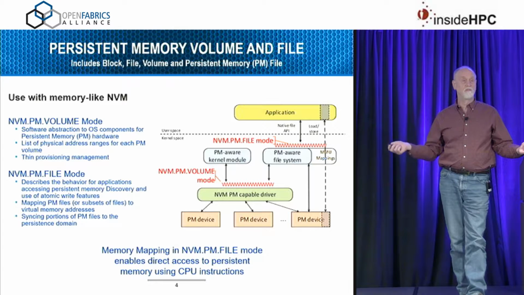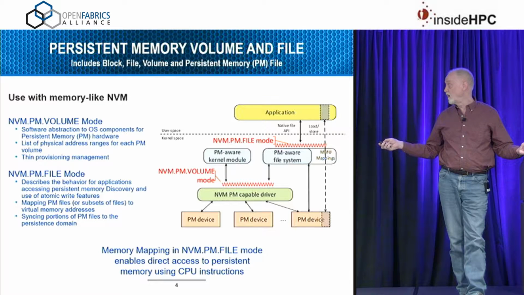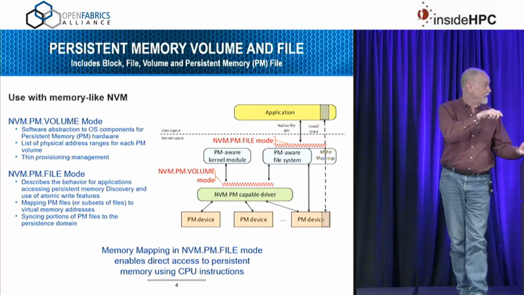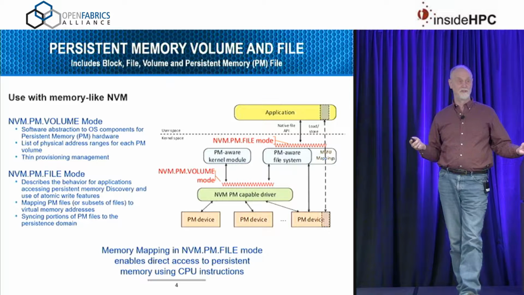Volume mode is usually provided by a kernel, right, where you have a whole device. And file mode is usually provided by a kernel with a user library. Sometimes it's completely in user space. In fact, that's ideal. But you can see these two little squiggly red lines. You can't give a SNIA NVMP presentation without saying the word squiggly red line. Those are the interfaces.